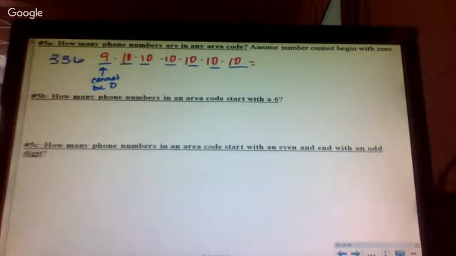What's another way to write this instead of typing in 9 times 10? If I take 10 times itself 6 times, what is that? 10 to the 6th power. Okay, so you can also plug it in like that and still get the same answer. So you should get 9 million numbers. There's 9 million different numbers in the 336 area code.